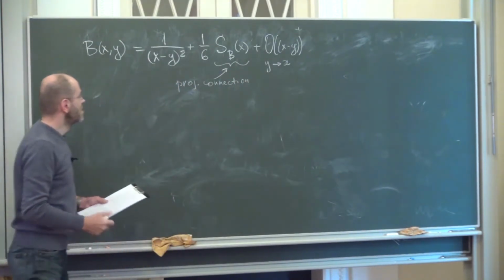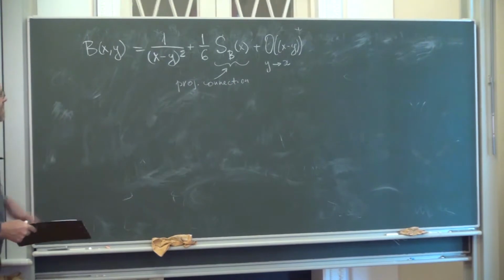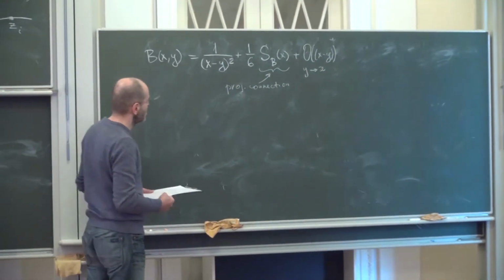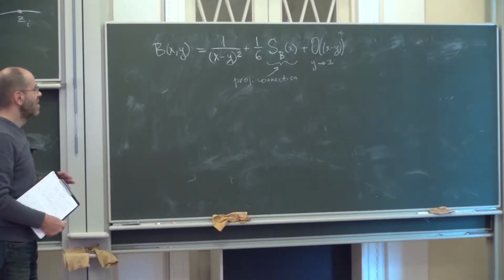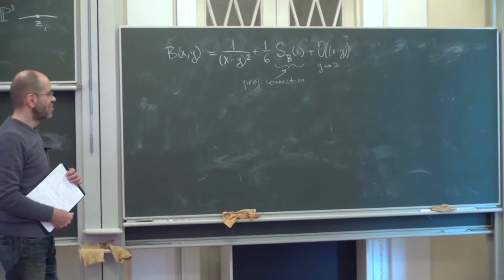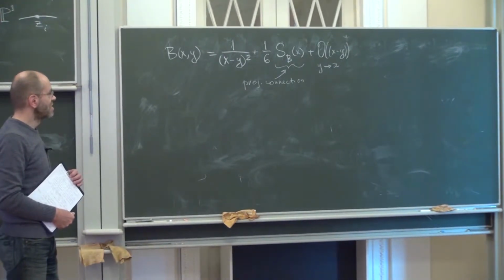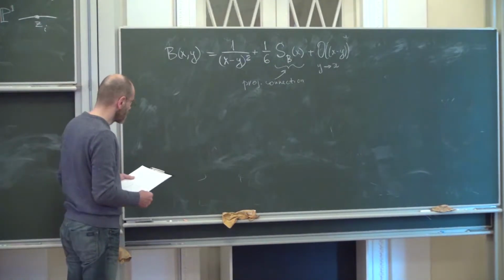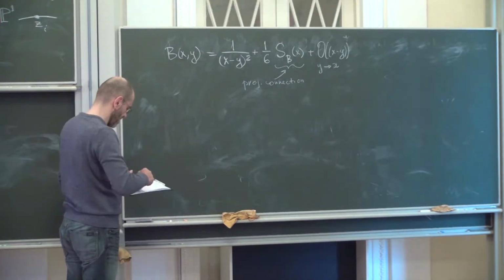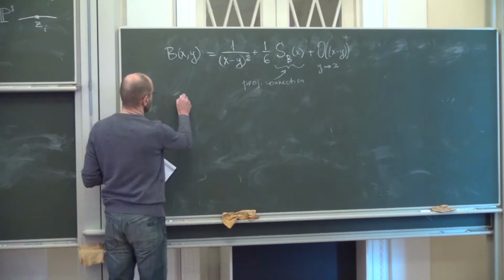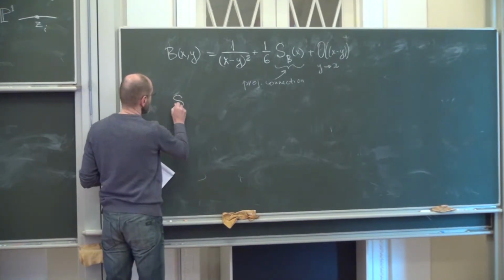What does that mean? It means that under a local coordinate change, it transforms like a quadratic differential plus an additive term that is just the Schwarzian derivative of the coordinate transition function. So what is the Schwarzian derivative? I'll tell you now.